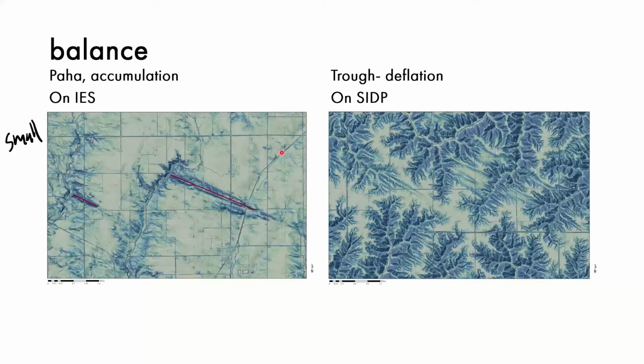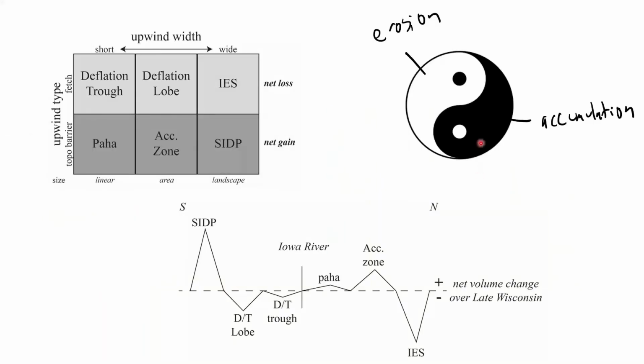On the small scale, you have pahas, where you have bedrock in steep rivers. And then on the Southern Iowa drift plain, you have these troughs. So it's a yin and yang. And that's where this comes into play. So it just depends on if it's a fetch or topographic barrier, if it's short or if it's wide. And that's why in an area that's net erosion, you're going to get areas of accumulation. In areas of net accumulation, you're going to get areas of erosion.